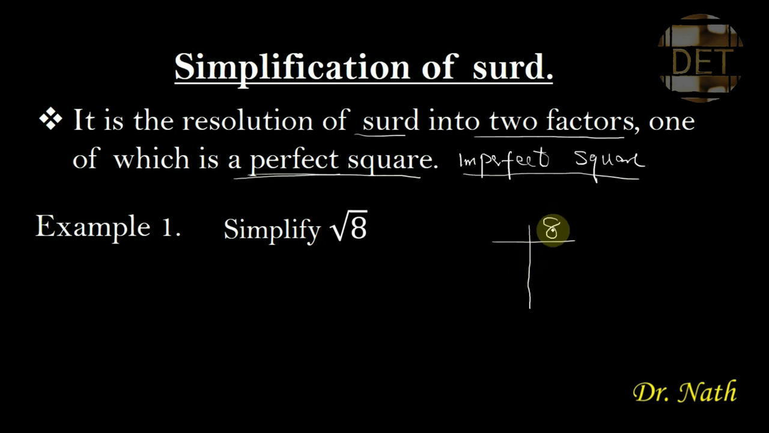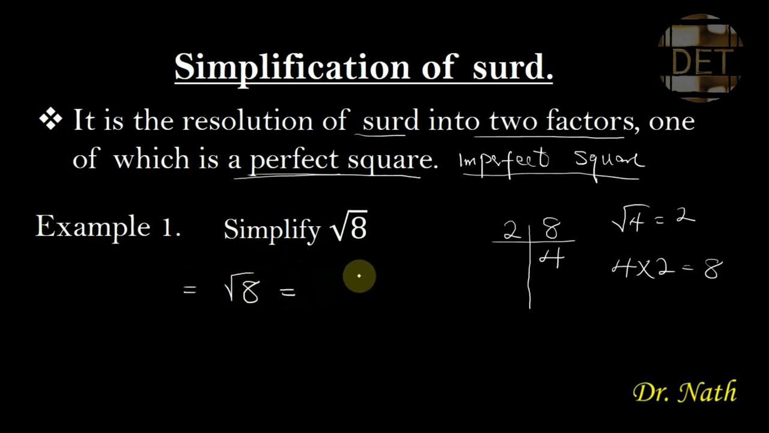So what can go? 2 can divide 8. So 8 divided by 2 will give me 4. 4 is an example of a perfect square because the square root of 4 is equal to 2. So the two factors we are going to get from here are 4 and 2. That is 4 times 2 will give me 8. So to simplify the square root of 8, what I'm going to have is that the square root of 8 will be equal to the square root of 4 times 2.